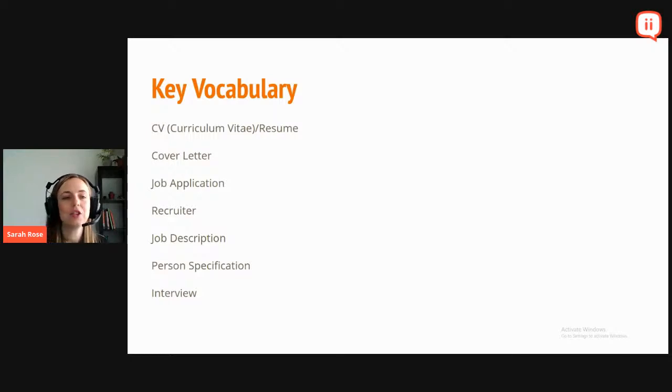Okay, let's look at these. Do you know what a CV is? Often in Spanish, we say CV as well, but it's your currículum. So this is your resume. Resume is the American term, American English, and CV is British English. And this is the document that has all of your employment and education history.